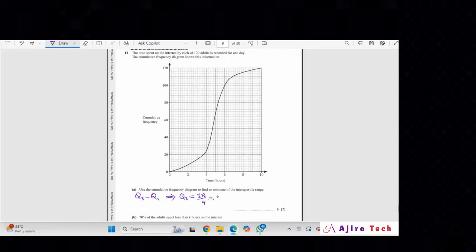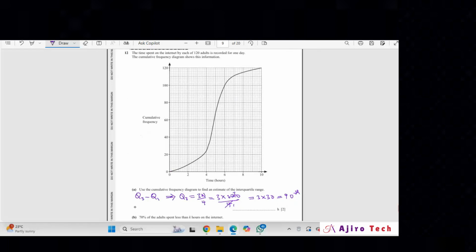This is the formula. So you're going to have 3 times n, which is the total, 120, divided by 4. 4 into 120 is 30. So 3 times 30 will give us 90. So the upper quartile here is the 90th position. Don't just write 90, because what you just got there is only a position.